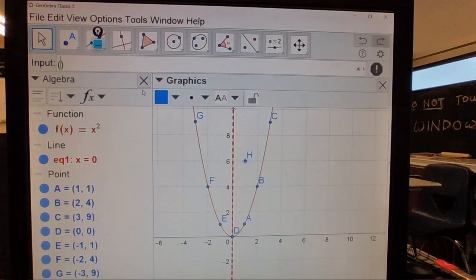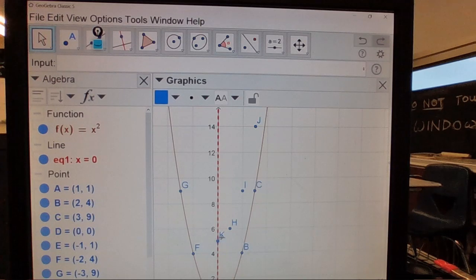Okay. So I should be able to do the same thing for (2, 4). So (2, 4), and then plus 5 to the 4, right? So (2, 9). I should be able to go (3, 9), and then plus 5 there, right? I should be able to go (0, 0), but plus 5 to the y value of 0. And I get those. Okay, and that gives me K, H, I, and J, right?